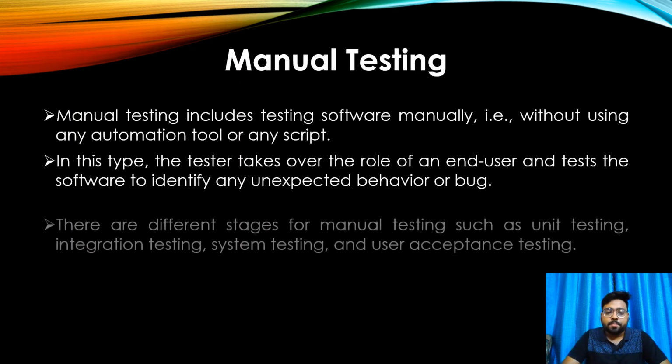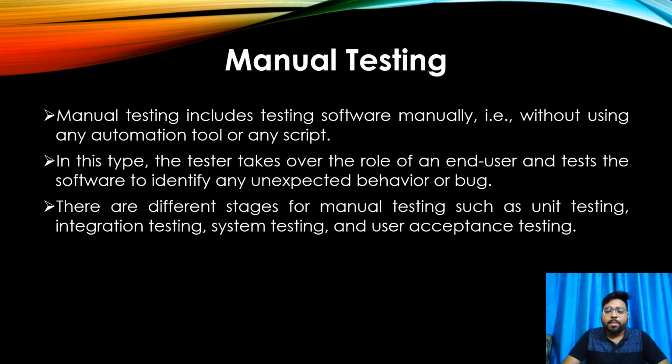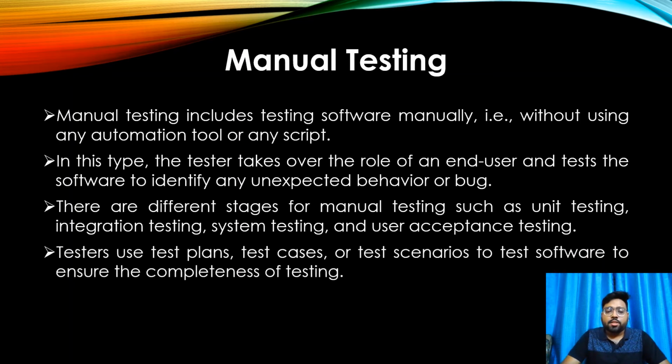So there are different stages of manual testing, such as unit testing, integration testing, system testing, and user acceptance testing, as I already discussed. Those are the parts included in manual testing. Testers use test plans, test cases, or test scenarios to test the software to ensure the completeness of testing.